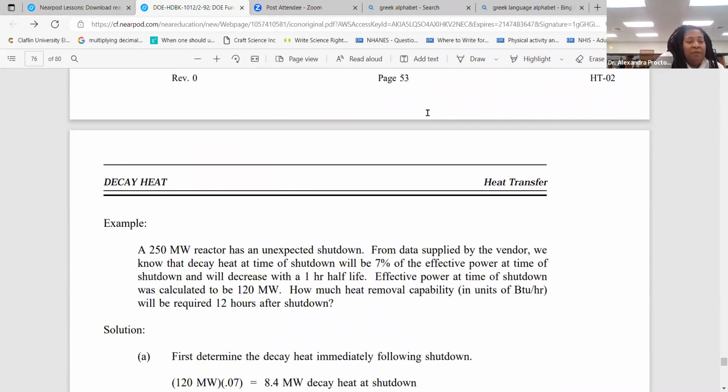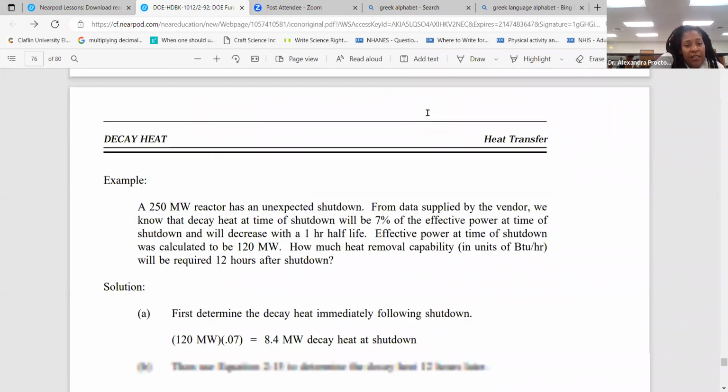So they asked the question: if you have a 250 megawatt reactor and it has an unexpected shutdown, from the data supplied from the vendor, we know that decay heat at time of shutdown will be 7% of the effective power at the time of shutdown, and it will decrease with a 1 hour half-life. The effective power at the time of shutdown is calculated to be 120 megawatts. How much heat removal capability in BTU per hour will be required 12 hours after shutdown?